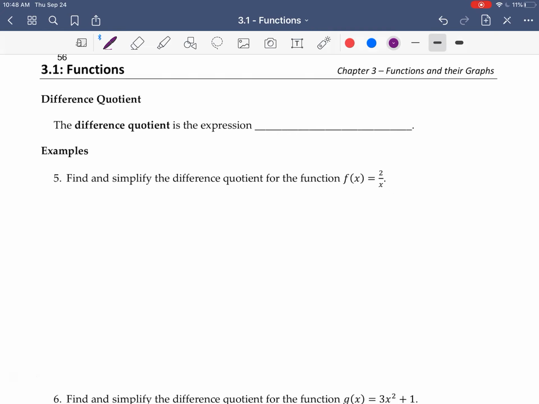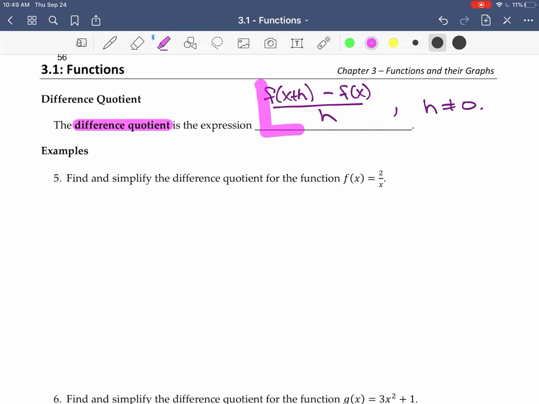So the difference quotient is a very important thing in calculus, so we're going to practice it in pre-calculus. It's the expression f of x plus h minus f of x, all over h, given that h is not 0. So that's the difference quotient. You want to remember what that is. Keep this in your mind: difference quotient is this thing here.